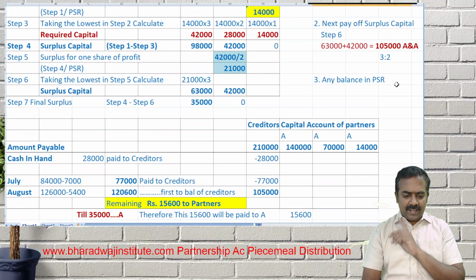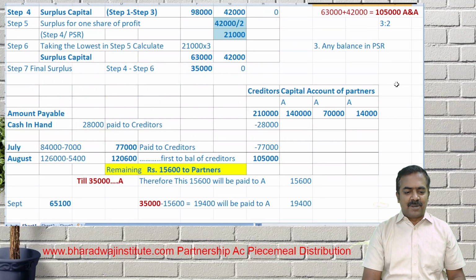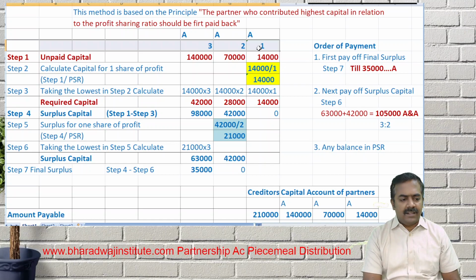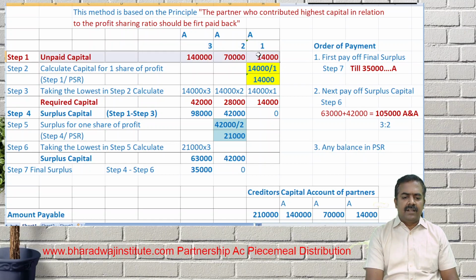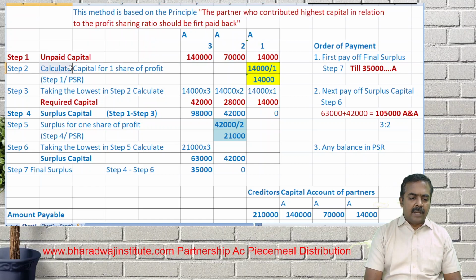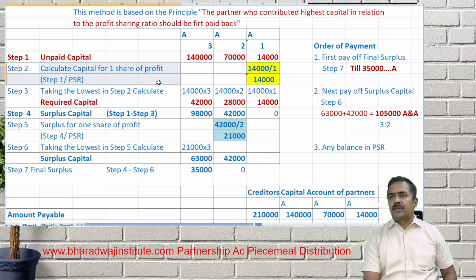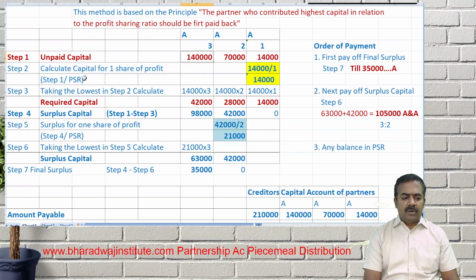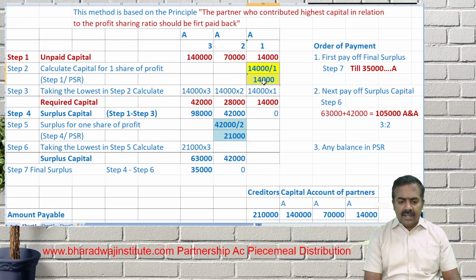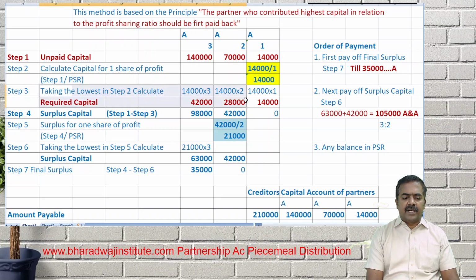Both. Once again I repeat, it may look like an answer has come out as if something was just plugged in, but it will not be understood. Once again I repeat, pay attention. What is the first one we do? We take which one? Unpaid capital. What is unpaid capital? Capital in the balance sheet after adjusting what? General reserve, P&L account, and the losses, everything is adjusted. Then we work out which one? Capital for one share of profit. Why do we do it? To find out the surplus capital. Simple. How to do it? Step 1: divide by the profit sharing ratio. Then we get the lowest capital for A. Taking that lowest, we work out the required capital for the others.